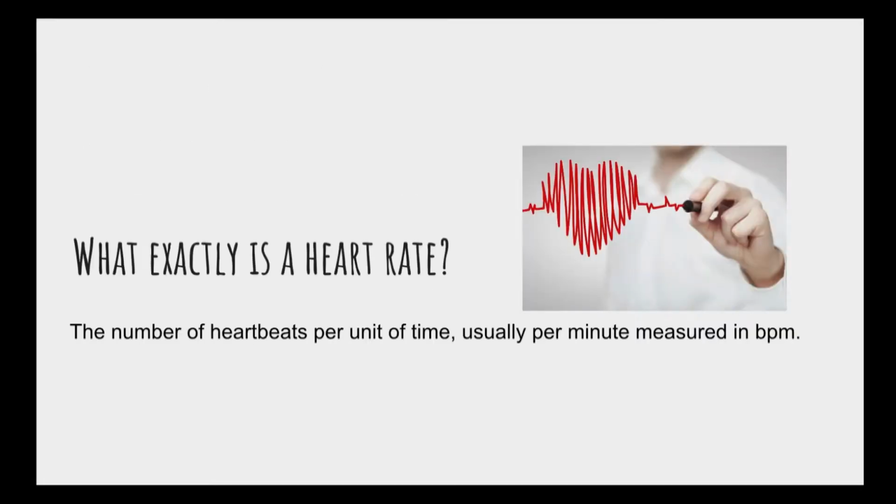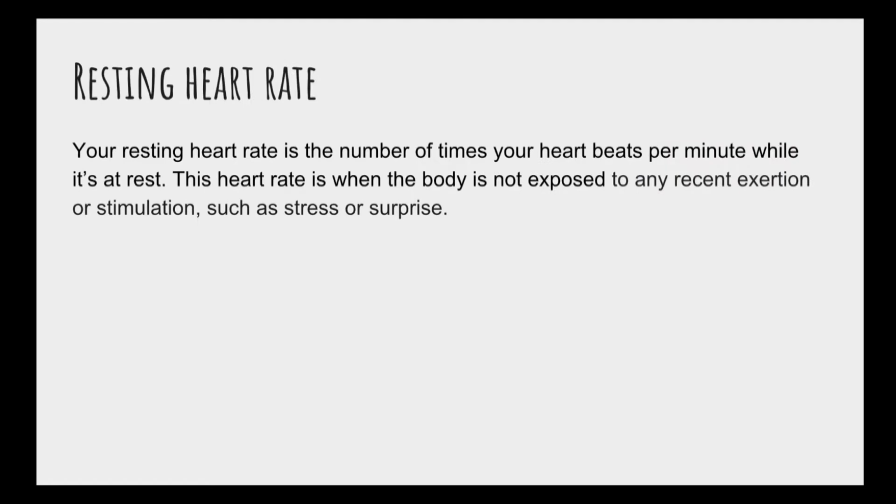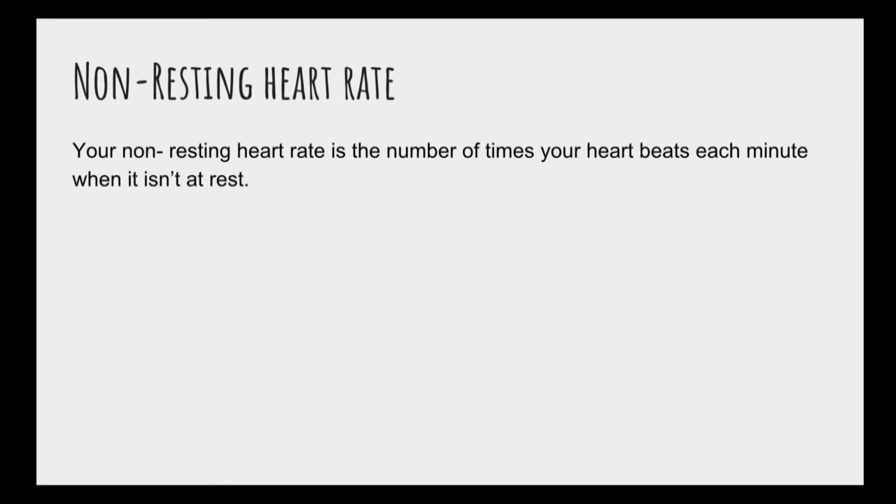So what exactly is a heart rate? It is the number of heartbeats per unit of time, usually in beats per minute. Your resting heart rate is the number of times your heart beats per minute while it's at rest. This is when the body is not exposed to any recent exertion or stimulation. Your non-resting heart rate is the number of times your heart beats each minute when it isn't at rest.